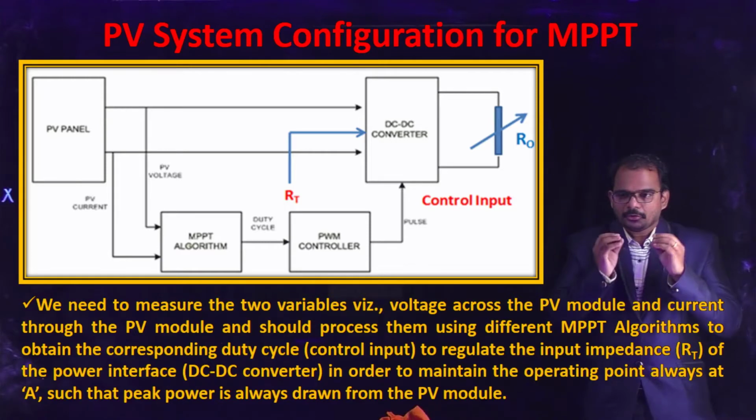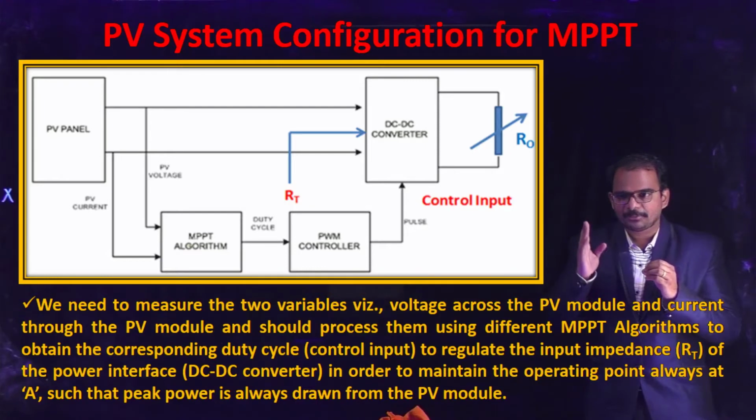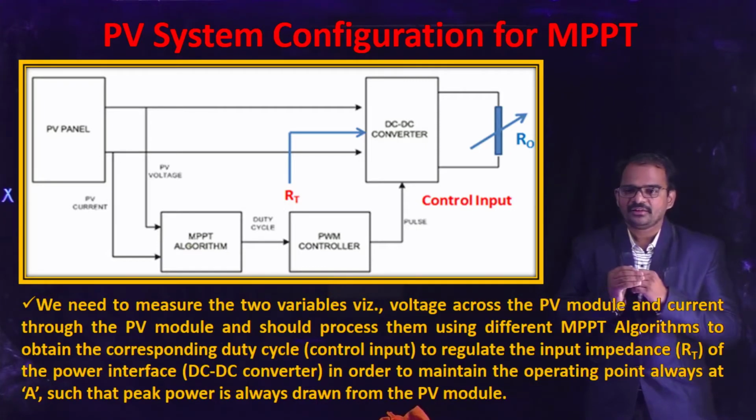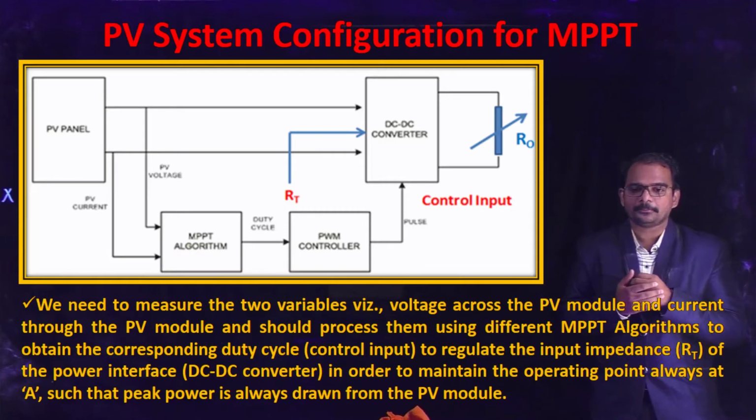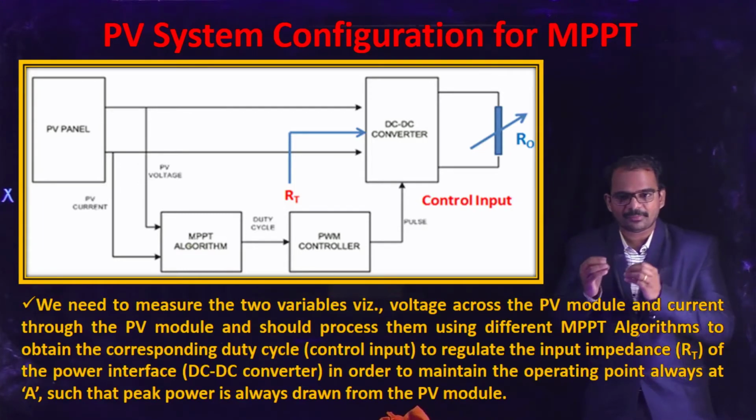So what is that? We need to measure the two variables, that is PV panel voltage and PV panel current, and process them using different MPPT algorithms to obtain the corresponding duty cycle, which is nothing but the control input, to regulate the input impedance, that is the RT, the terminal resistance of the power interface, that is the DC to DC converter, in order to maintain the operating point always at point A, which will deliver maximum power to the load from the PV panel always.